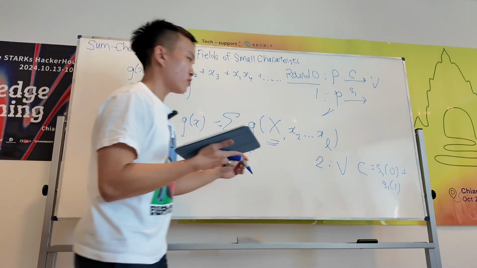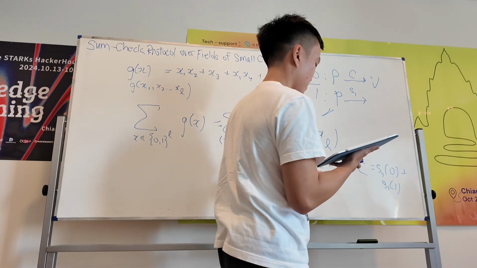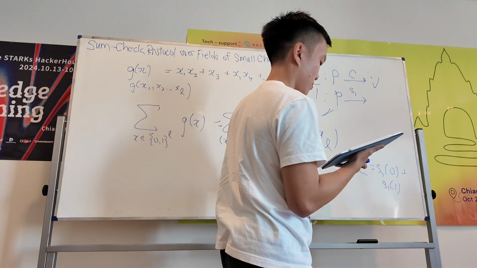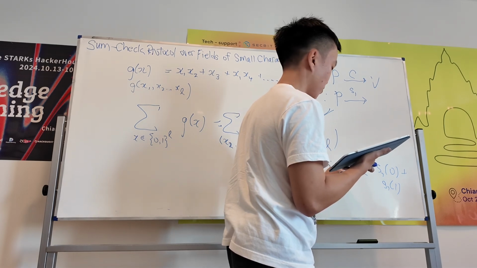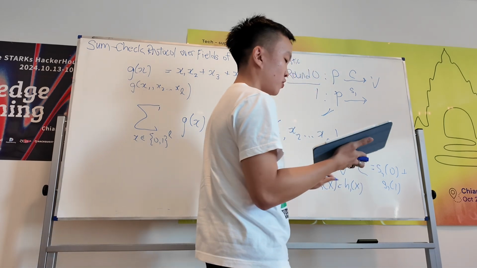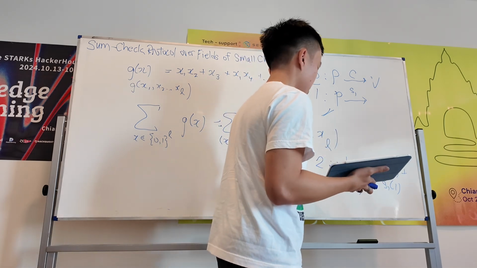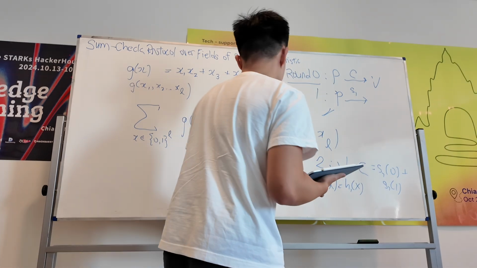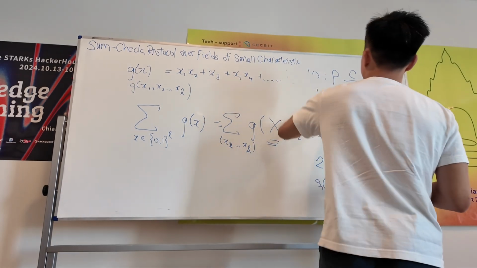Now the verifier also wants to check that s1(x), the free variable, is equal to h1(x). But this is where the verifier picks a random value from the field. So let's say, let me write up here maybe.